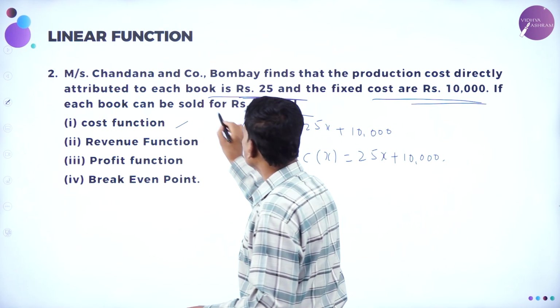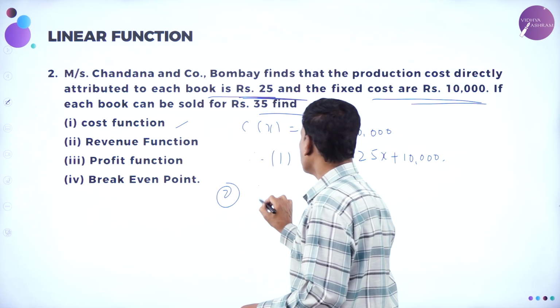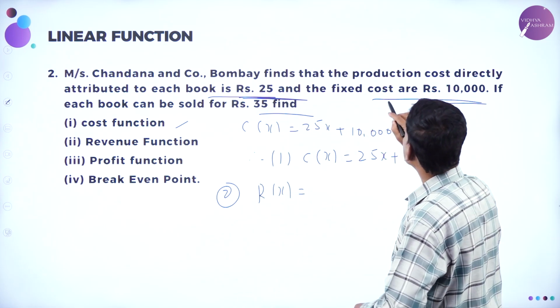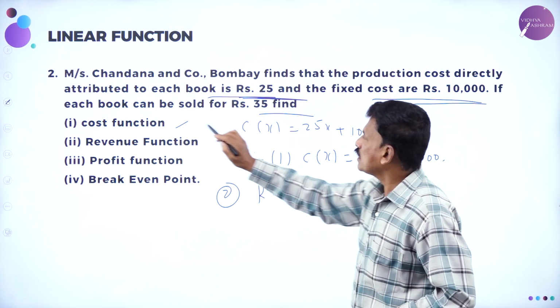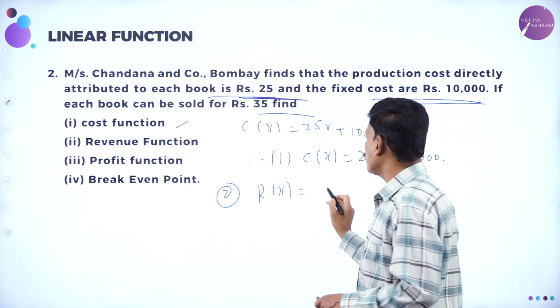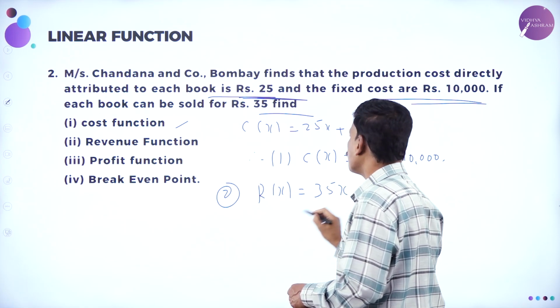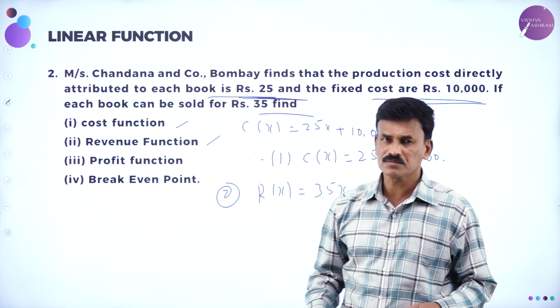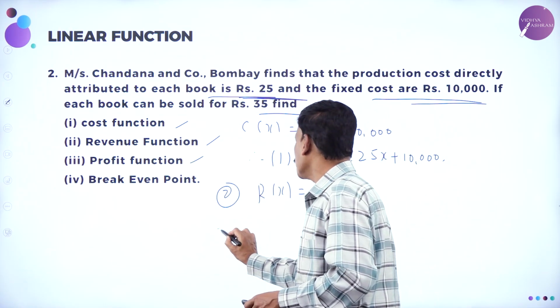Right. First one done. Now, the second one, the revenue function R of x. What is the revenue function given? If the book can be sold for rupees 35, that is the revenue function. So, the revenue function is 35x. That's it. Next, profit function, the third one.